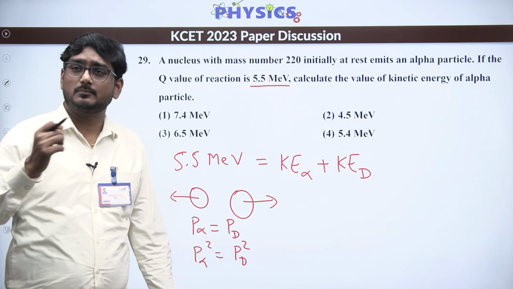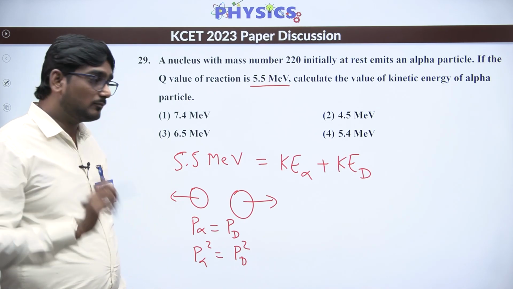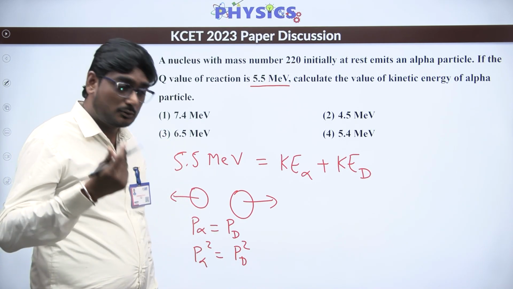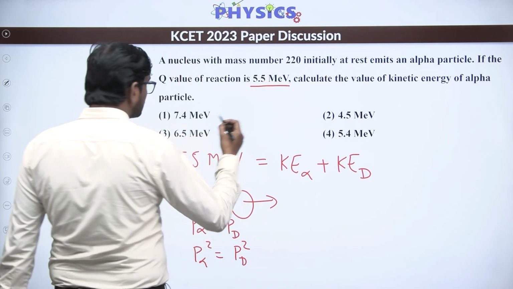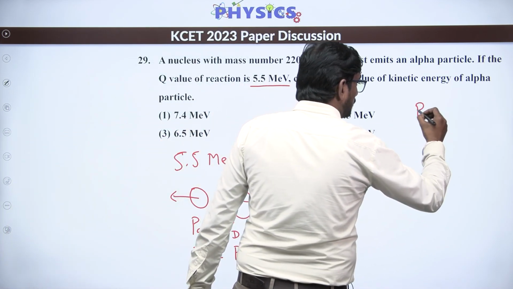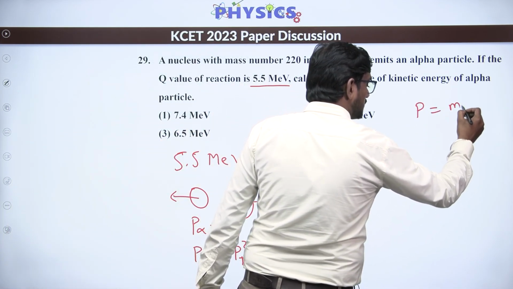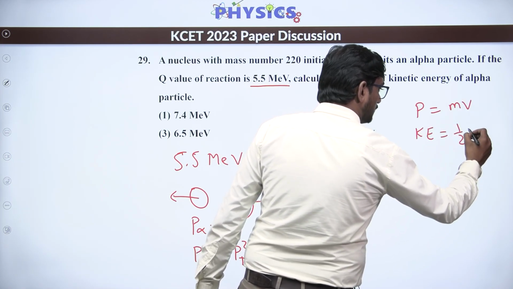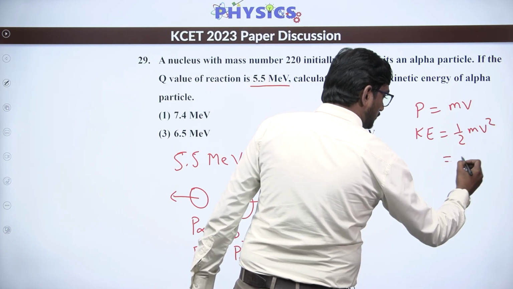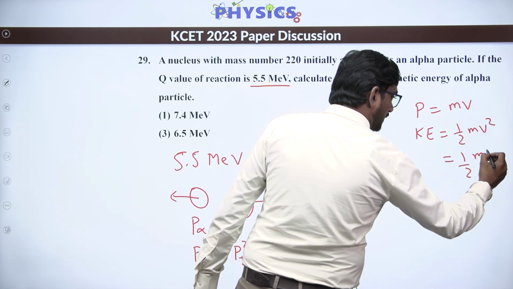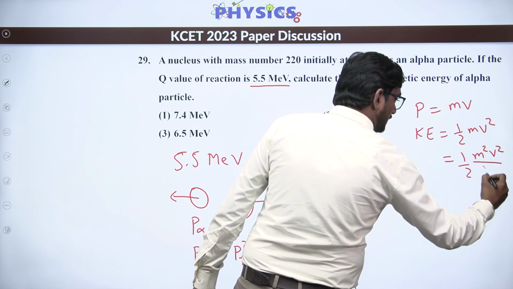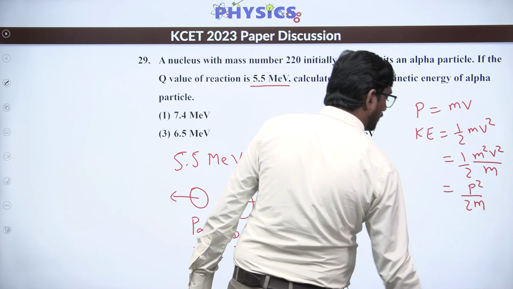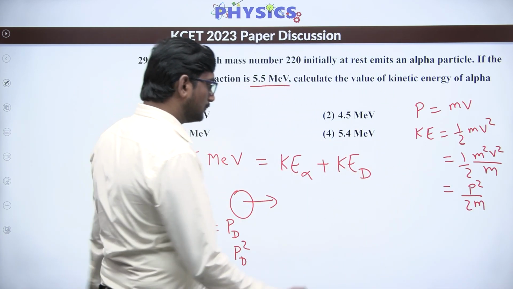Now you know the relationship between kinetic energy and the momentum. What is the relationship between them? Momentum square we can write as 2 times of, like if you see here, momentum is mass into velocity and kinetic energy is half mv square. So if we multiply mass and divide by mass, we can say that this is p square by 2m. Alright, therefore we can say that p square is what?